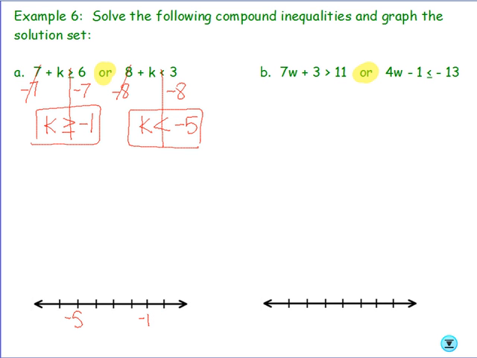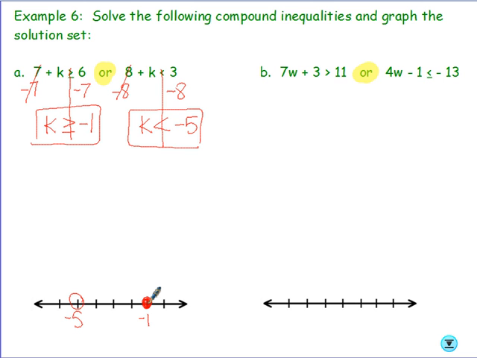So let's look at the negative 5. No bar with the negative 5 means an open dot. Let's look at the negative 1. The negative 1 has a bar. If you see a bar, it's a closed dot.